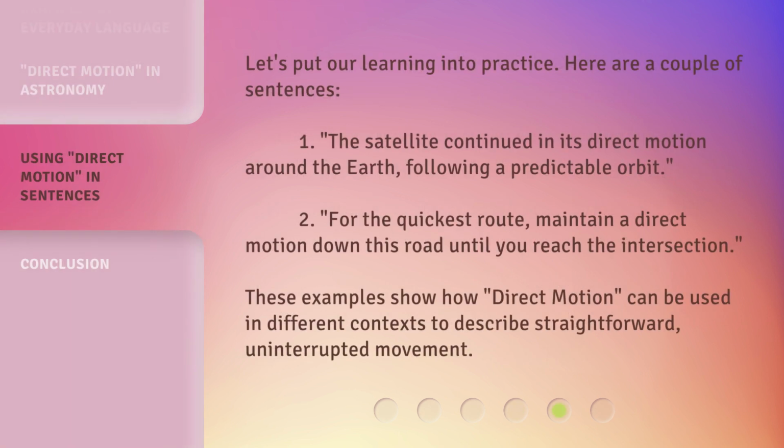Let's put our learning into practice. Here are a couple of sentences. 1. The satellite continued in its direct motion around the Earth, following a predictable orbit. 2. For the quickest route, maintain a direct motion down this road until you reach the intersection. These examples show how direct motion can be used in different contexts to describe straightforward, uninterrupted movement.